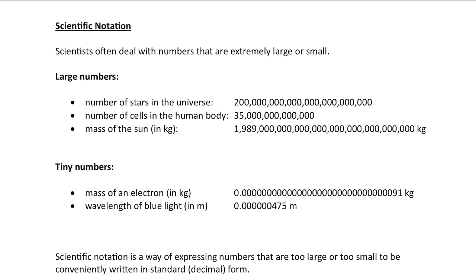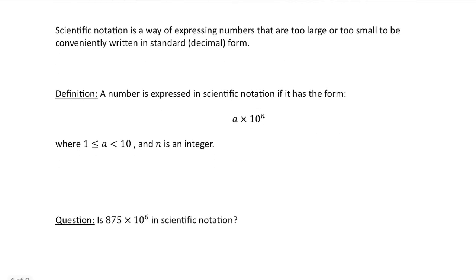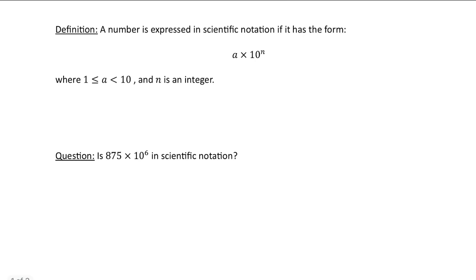So scientific notation is a way of expressing numbers that are too large or too small to be conveniently written in standard or decimal form. A number is said to be expressed in scientific notation if it has the form a times 10 to the n, where a is a number between 1 and 10, so a is greater than or equal to 1 and less than 10, and n is an integer or a whole number.